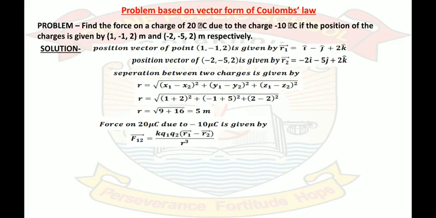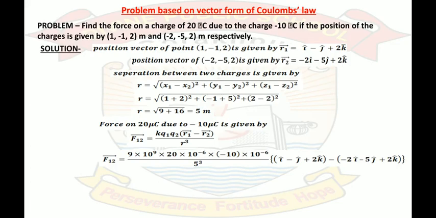Let us put the values. We are going to have F12 is equal to, in place of K it is 9 into 10 to the power 9. In place of Q1 it is 20 into 10 to the power minus 6, because it is in microcoulomb, we have to convert it into coulomb. Same goes with minus 10 microcoulomb. Just see, I have put the charge with the sign. And what I have used in the formula, same order, 1 to 1 minus 2.